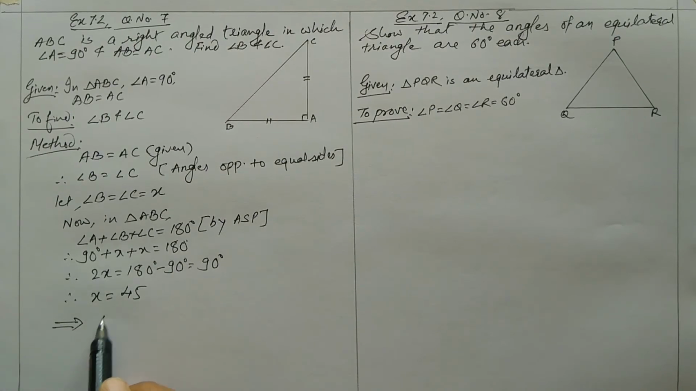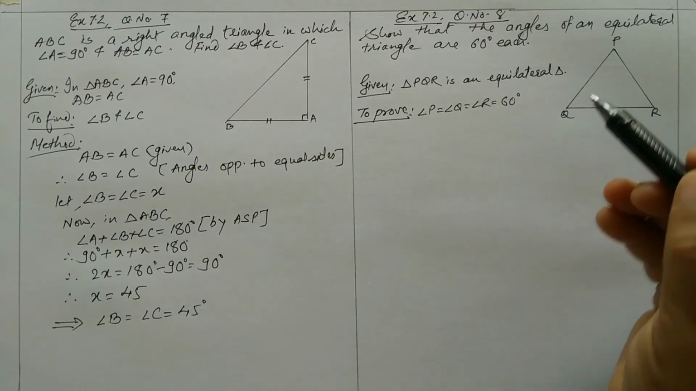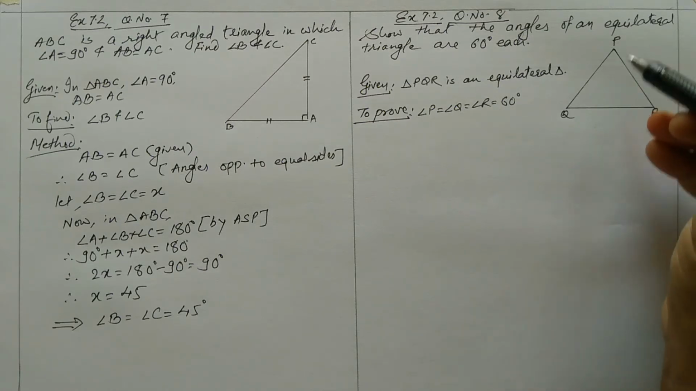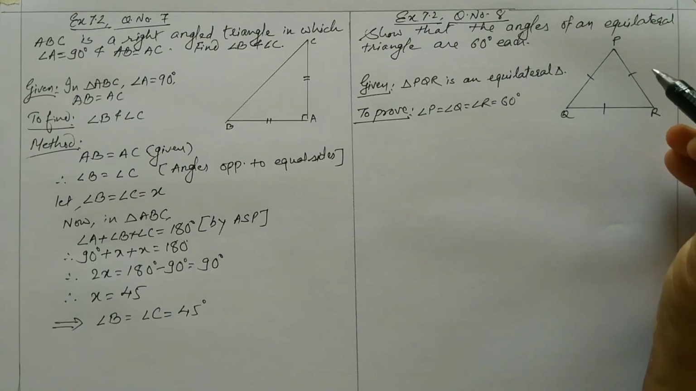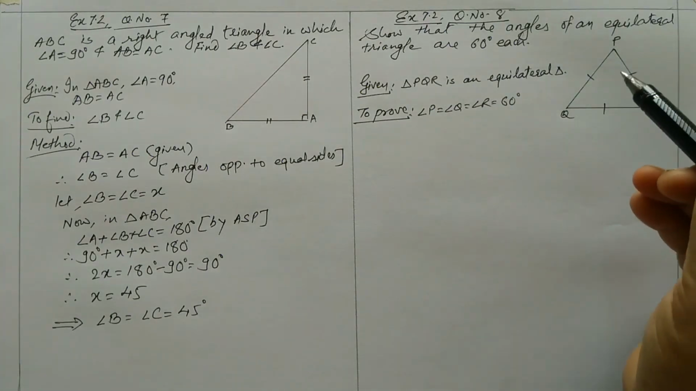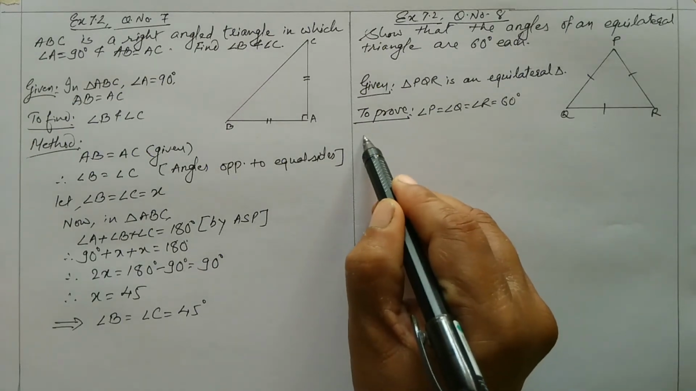So we are getting angle B is equal to C is equal to 45 degrees. Okay, hope you have understood this question number 7. Let us see question number 8. Here it is given that PQR is an equilateral triangle. You have to prove that every angle of this triangle is 60 degrees. Okay, so see the proof.